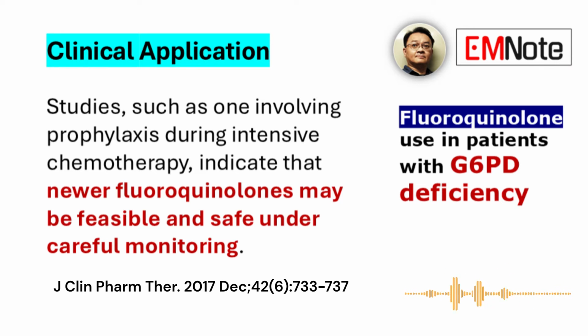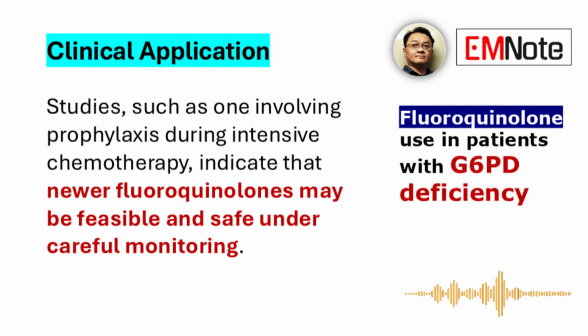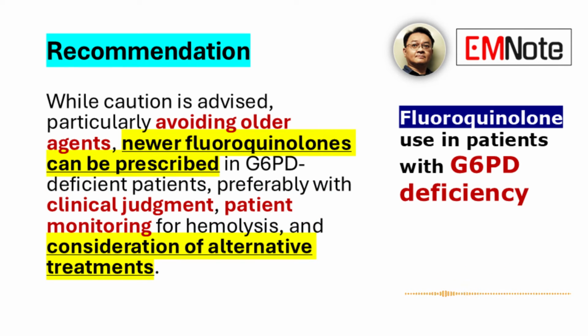So does that mean we can just prescribe newer fluoroquinolones freely in G6PD deficiency? No, definitely not freely. Caution is still the word. Right. This study suggests cautious use might be possible, but ideally under specific circumstances. Like in a hospital setting? Exactly. A hospital setting is ideal because it allows for close monitoring. Watching for any signs of hemolysis. Precisely. You can monitor hemoglobin, bilirubin, haptoglobin, look for clinical signs. You can react quickly if something starts to happen. Which you can't do as easily in an outpatient setting. Much harder, yes. So inpatient use with close monitoring seems like the most reasonable approach if you must use one.